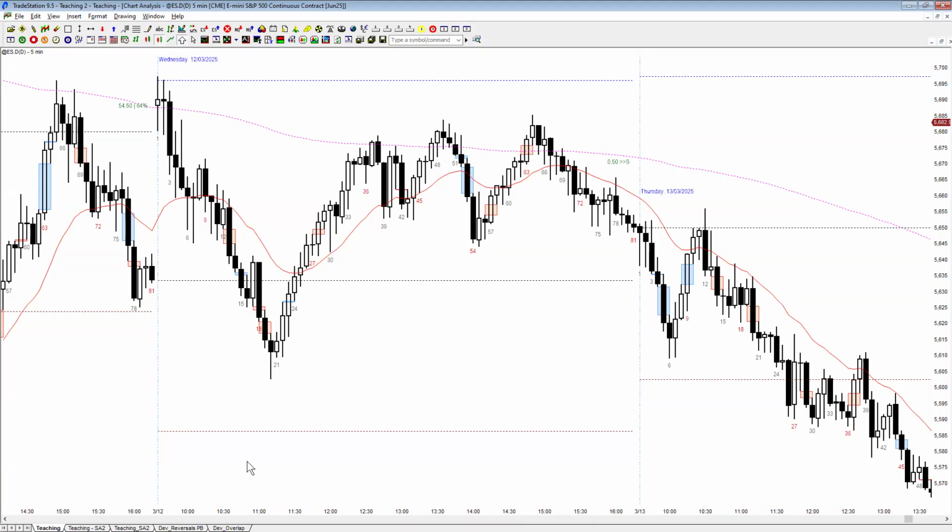Even without the moving average being there. So, yeah. You can say it's testing the moving average, but if the moving average is not there, it's easier to see what the market is testing. Let me see if we can find.